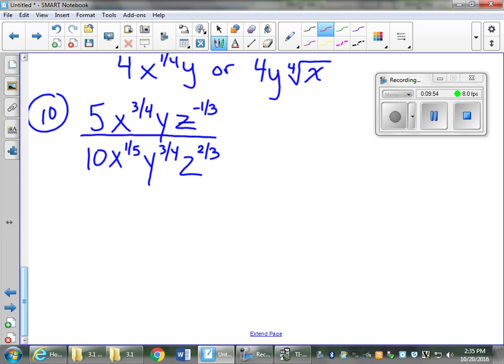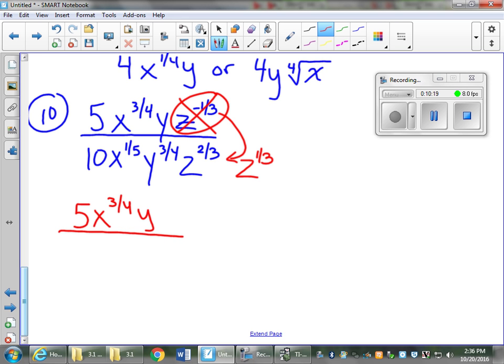So before I try to do anything else, I would say move that to the denominator. So we're going to have a z to the 1/3 in the denominator. Okay, so you should try to get rid of those negative exponents. Then I can just use my normal properties of exponents. If I look across in the numerator, I can't do anything. So 5x to the 3/4 times y. But in the denominator, I can combine those z's. So I have z to the 2/3 times z to the 1/3. You're going to add those exponents, and 2/3 plus 1/3 is 3/3, which is 1 whole z.